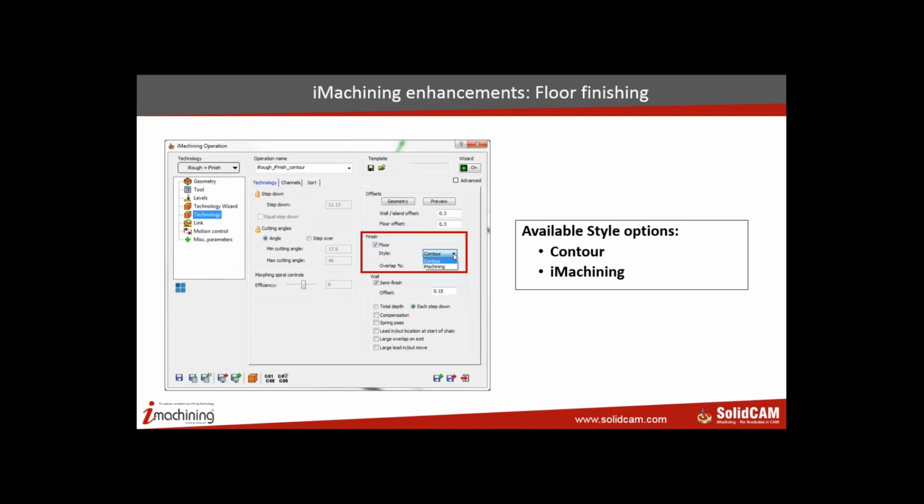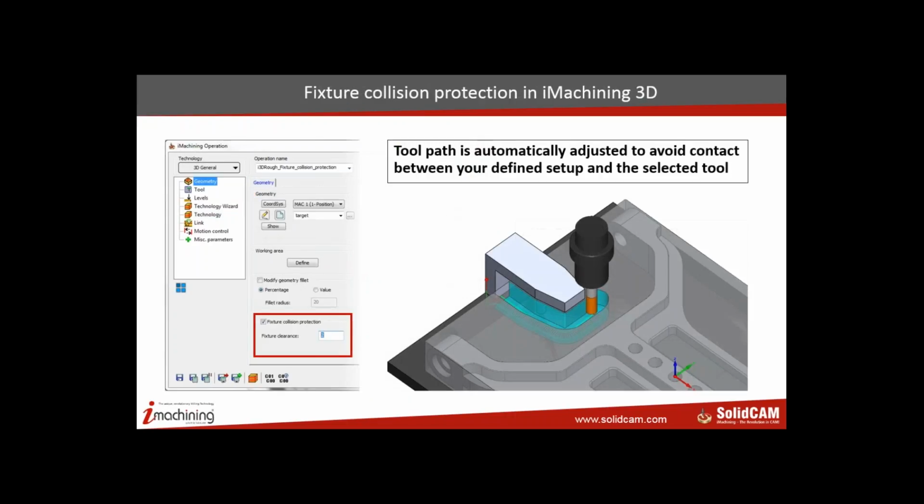Also in iMachining, you've got the addition of choosing whether to finish the floor in the traditional contour style or in the iMachining style: let the iMachining toolpath continue as it would normally, or choose a contouring finish. And once again, as we saw earlier, you've got the option to automatically avoid your fixturing, which I shall demonstrate shortly.